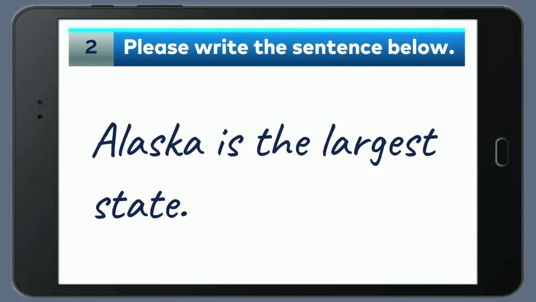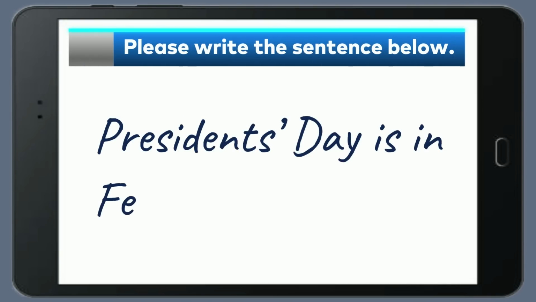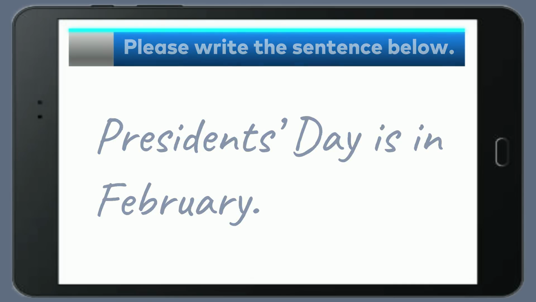Second sentence. Alaska is the largest state. Third sentence. President's Day is in February.